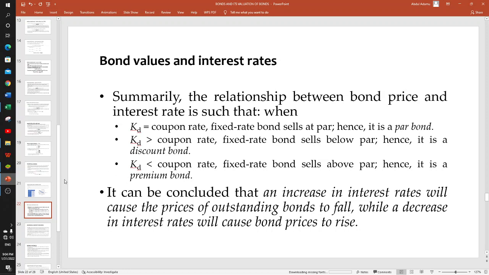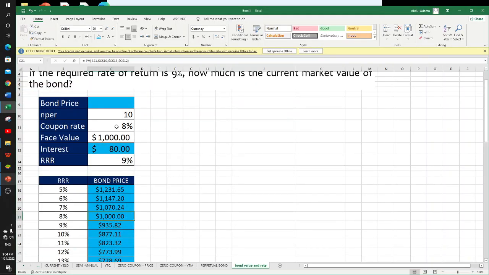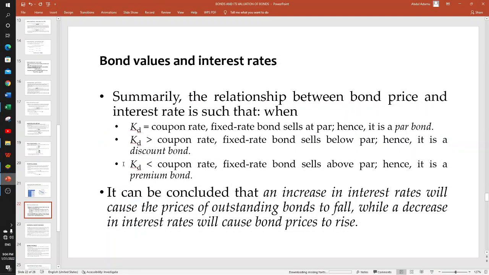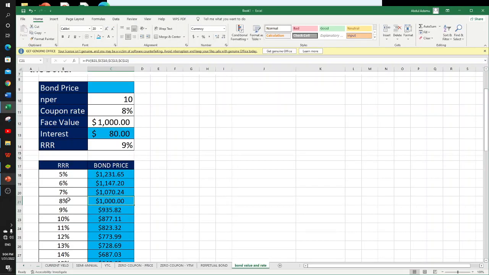Then secondly, if the required rate of return is greater than the coupon rate, it will sell below par. So if it's greater, the coupon rate is 8%. Greater means 9, 10, 11. You can see it is lower than this. Then that is correct. If it is less than the coupon rate, then it will sell at a premium. So 5, 6, 7, they are less, so you can see they are greater than this. That is the premium. So that is correct.